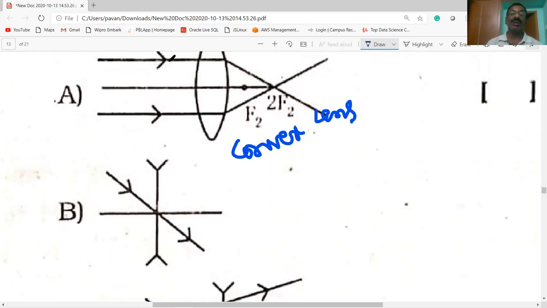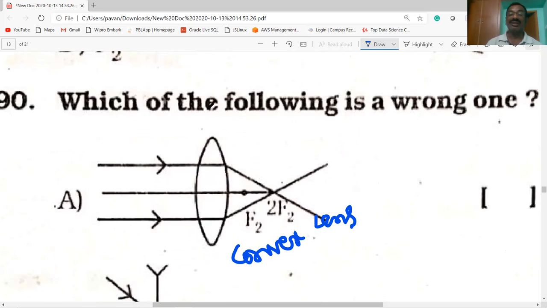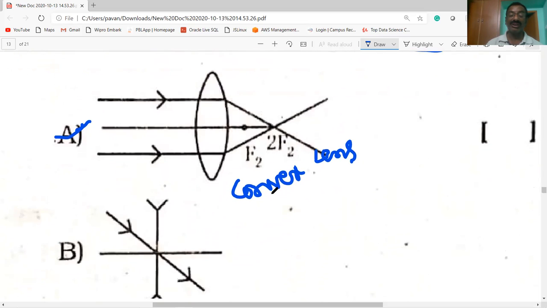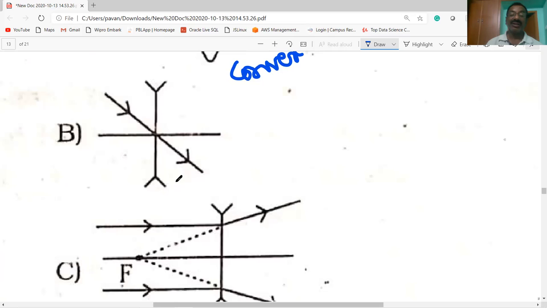So parallel rays passing through the lens, after refraction, they meet at a point, they have to meet at the focus. Here it is given at 2F2, which is the center of curvature. So it is the wrong one. Which is the wrong one? The first one: after refraction it should pass through focus F2, not through 2F2, that is the center of curvature.